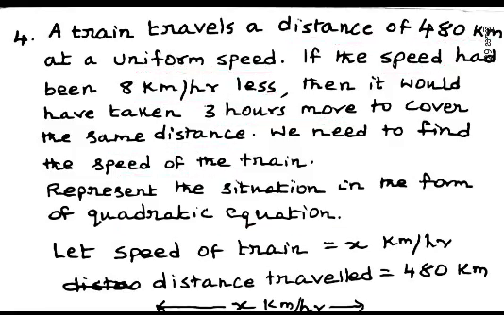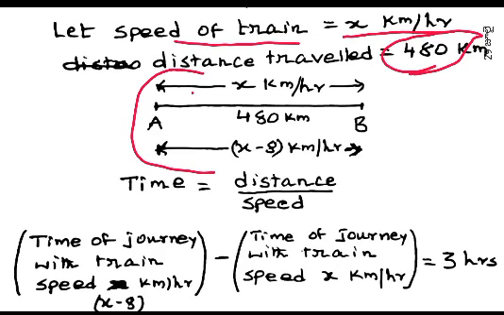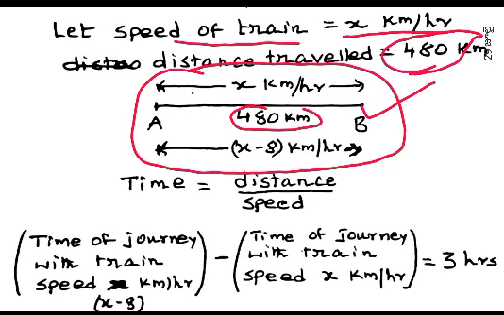Now, we try to understand the given data. Speed of the train equals x kilometers per hour. Distance traveled by the train is 480 kilometers. Now we draw a diagram. So this is the total distance, 480 kilometers. The train has traveled with speed x kilometers per hour.